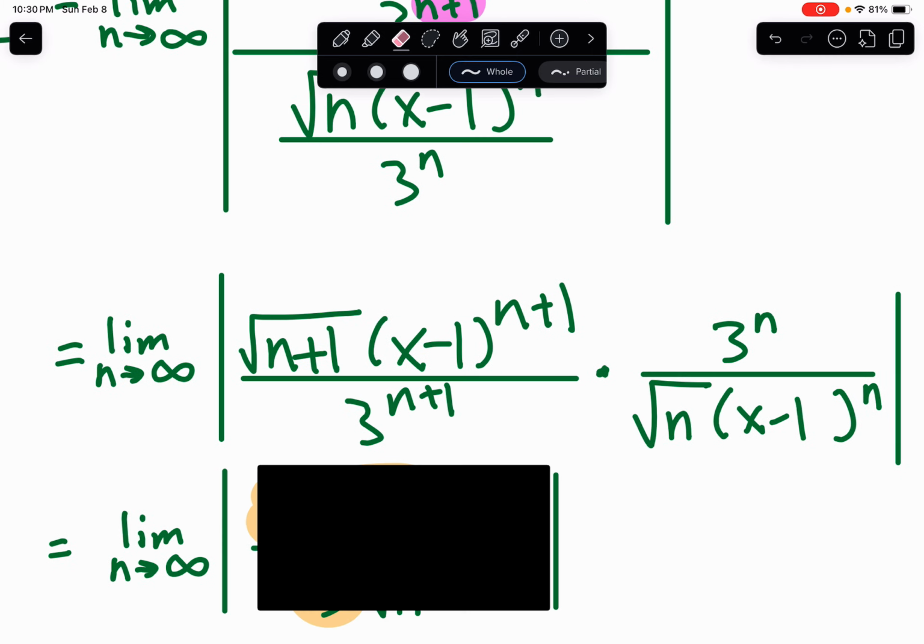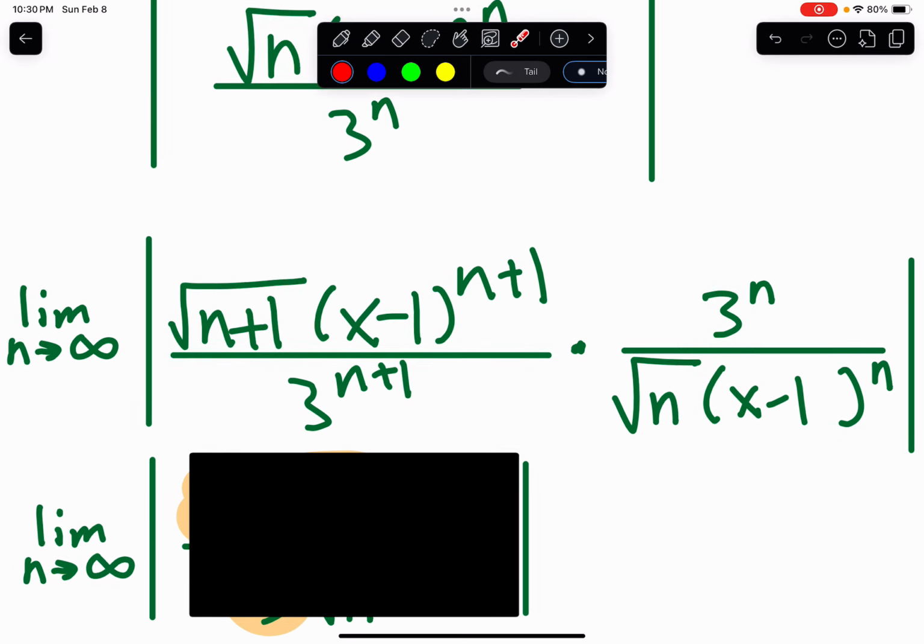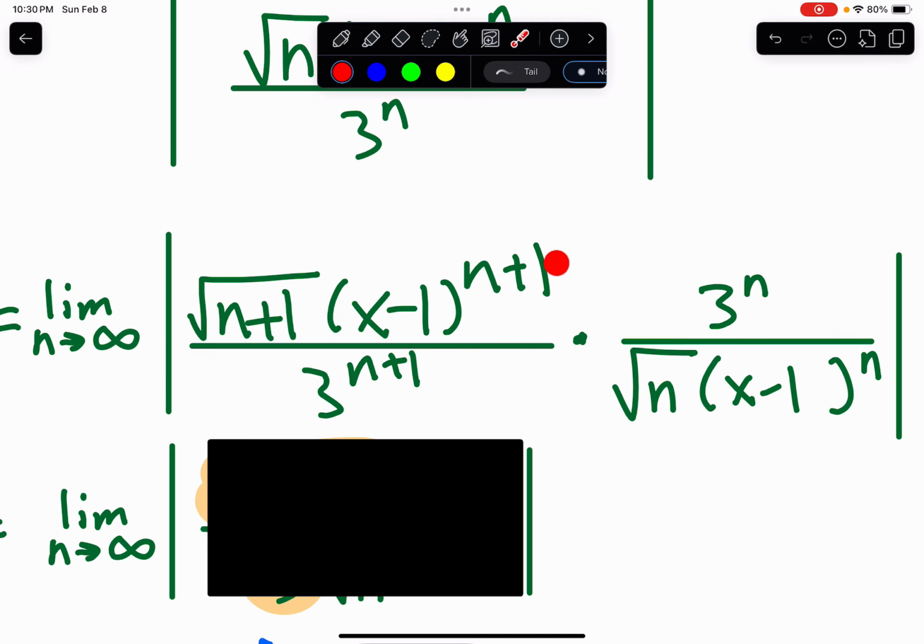Okay, and so now we have to try to simplify this. So we can be strategic with this, right? The first thing I notice is x minus 1 to the n plus 1, x minus 1 to the n. I can divide, subtract the exponents. Same thing with the bases of 3.